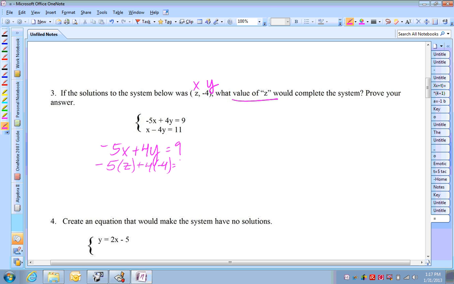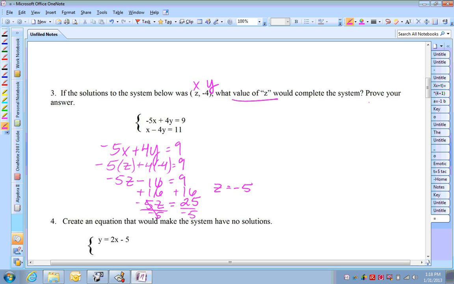So negative 5 times z plus 4 times negative 4 equals 9. Negative 5 times z is negative 5z. 4 times negative 4 is negative 16, equals 9. I'm going to add 16 to both sides, and you get negative 5z on that side, and 9 plus 16 is 25. Divide both sides by negative 5, and z comes out to equal negative 5. 25 divided by negative 5 is negative 5.